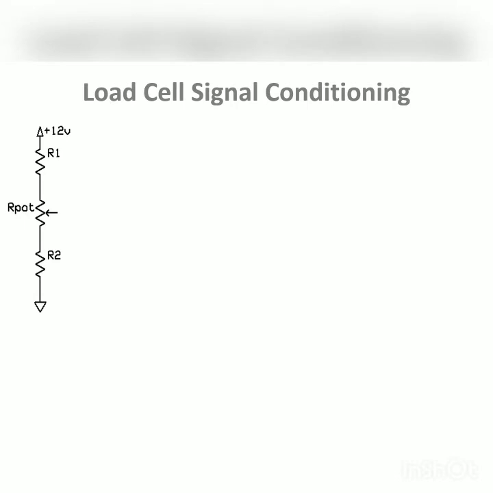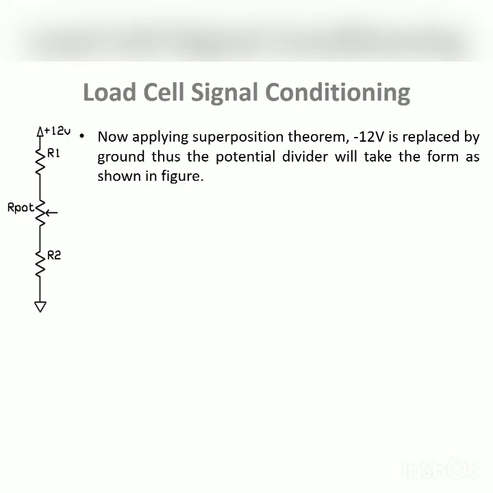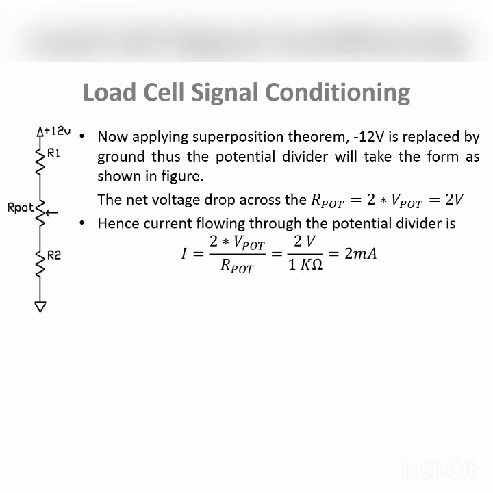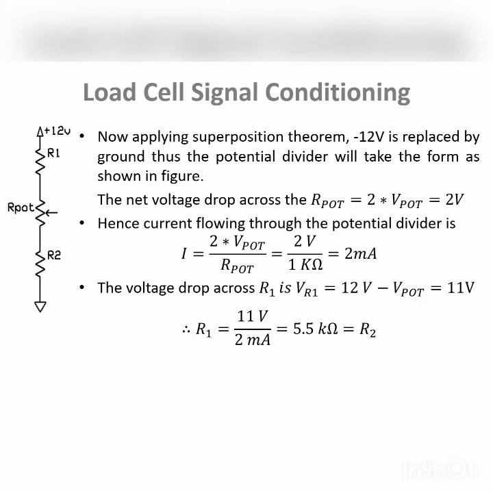Now, if we consider only the three components R1, R2 and R potentiometer, and apply the superposition theorem replacing minus 12 volt by ground, then it will take the form as shown in the diagram. The net voltage drop across the potentiometer will be twice V pot, which as per our assumption is equal to 2 volts. Hence, the current flowing through the potential divider will be I equal to 2 times V pot upon R pot, which is equal to 2 milliamperes.